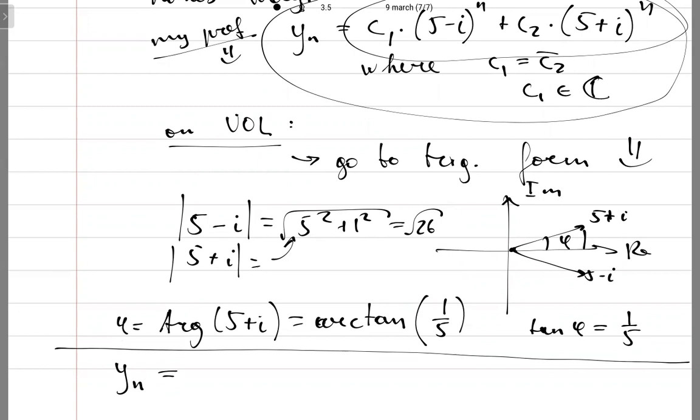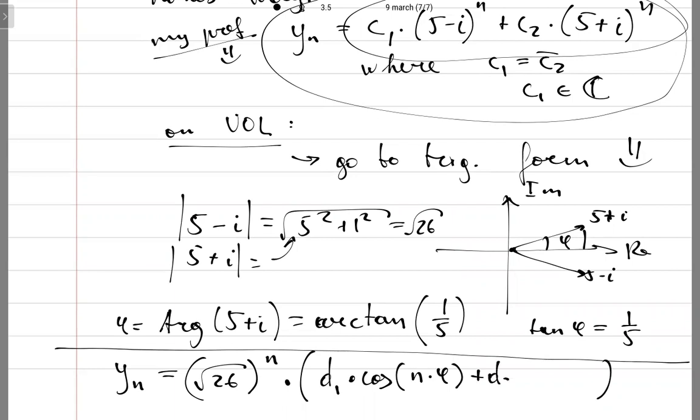Well, square root of 26 to the power n, multiplied by d1 times cosine of n phi plus d2 times sine of n phi. And we should add that now these constants d1 and d2 belong to just real numbers.